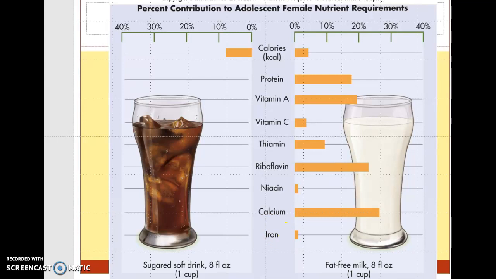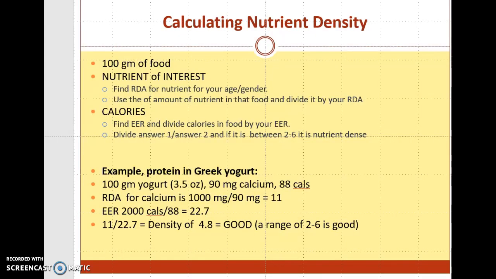If you actually want to do the mathematical computations, you take 100 grams of one food, you look at one nutrient, and you look at your particular calorie need. Each person has a different calorie need. That's the estimated energy requirement. We'll talk about this in another chapter. So you're going to find out, based on the calories, how much of this particular nutrient the food has.